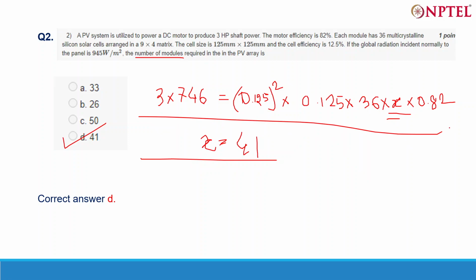I don't know why you guys are saying that you are not able to solve this question. These are pretty much simple questions. See how I'm solving: just putting in the values and balancing the equation. That's all.